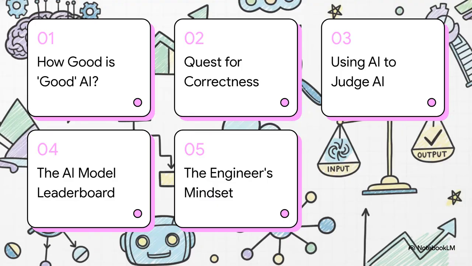So here's our game plan. First, we're going to tackle the big question. What does a good AI even look like? Then we'll get into some basic correctness checks, explore the wild idea of using AI to judge other AI, and then jump into the competitive world of model leaderboards. We'll wrap it all up with the single most important mindset you need to have as an engineer.